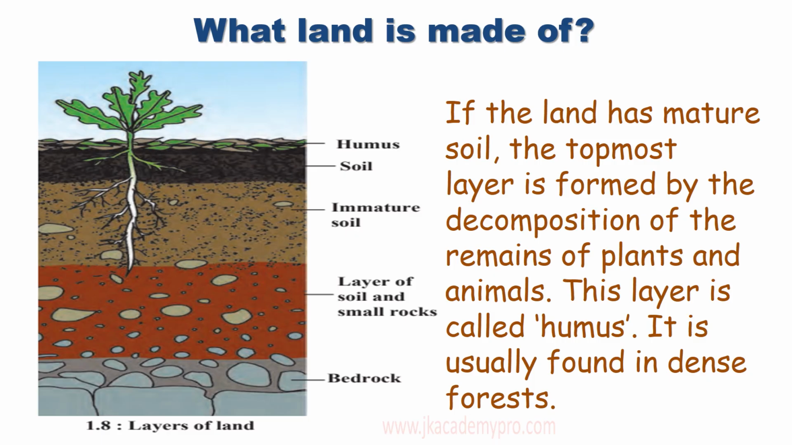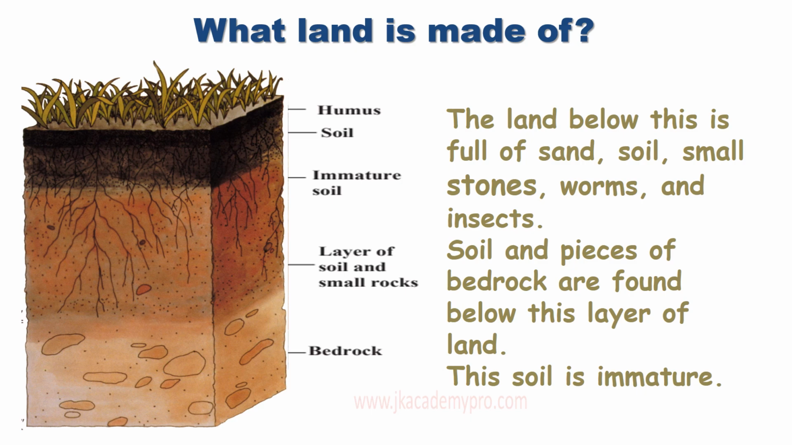Let's learn about the different layers of the soil. If the land has mature soil, the topmost layer is formed by the decomposition of the remains of plants and animals. Now, what do you mean by decomposition? When the animals die, microorganisms eat into them. So, they turn into soil. So, this layer is called humus. It is usually found in dense forests, that is, thick forests. The land below this is full of sand, soil, small stones, worms, and insects. Soil and pieces of bedrock are found below this layer of land.